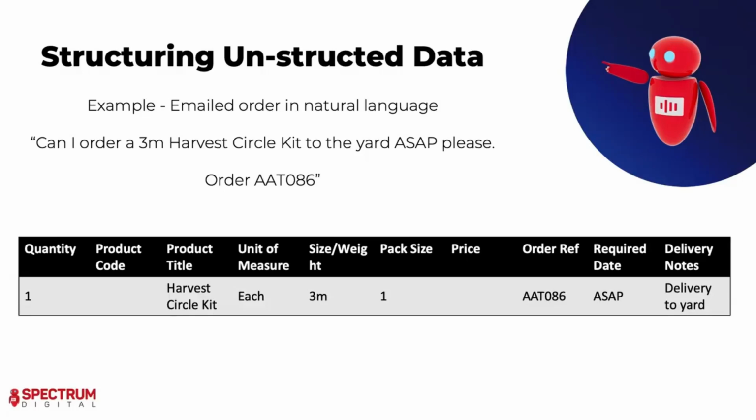AAT086. Traditionally, the only way of placing that order in your ERP system would be somebody to read that and to manually input that data into the ERP system themselves. So you can see a person can translate this natural language order into structured data. They can say, what's the product title, how many do they want, what's the size, what's the order number, where do they want it delivering to, and what's the delivery time frame. But it is very unstructured and it's very difficult for any level of automation to take place, or at least it was. So how do we meet that challenge?